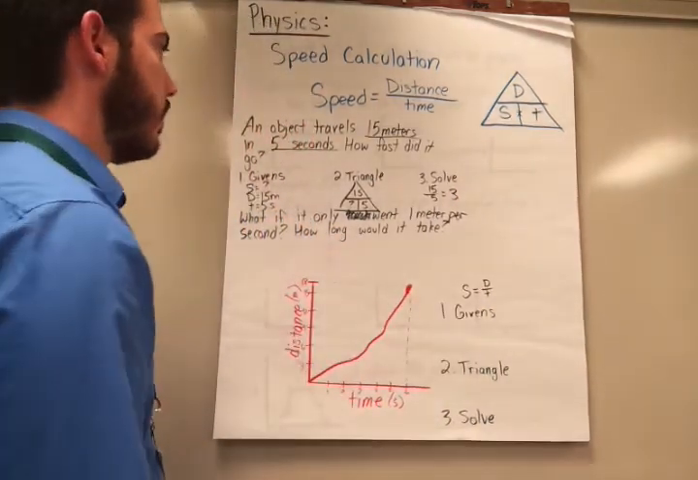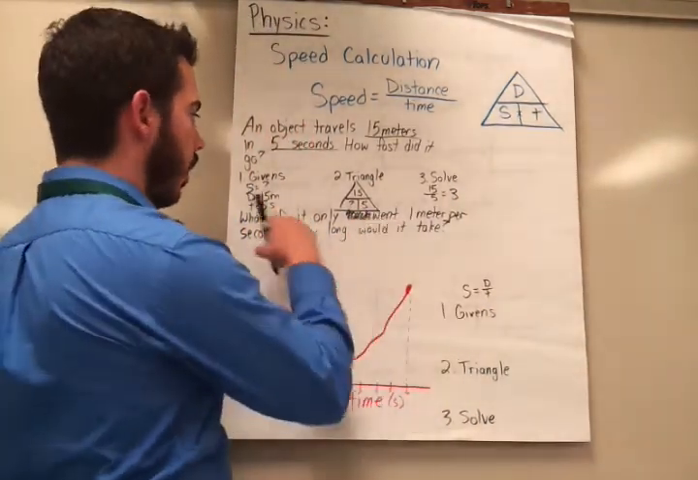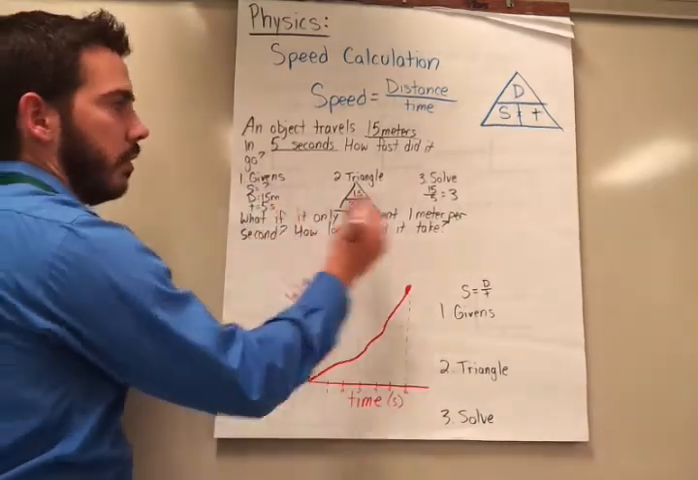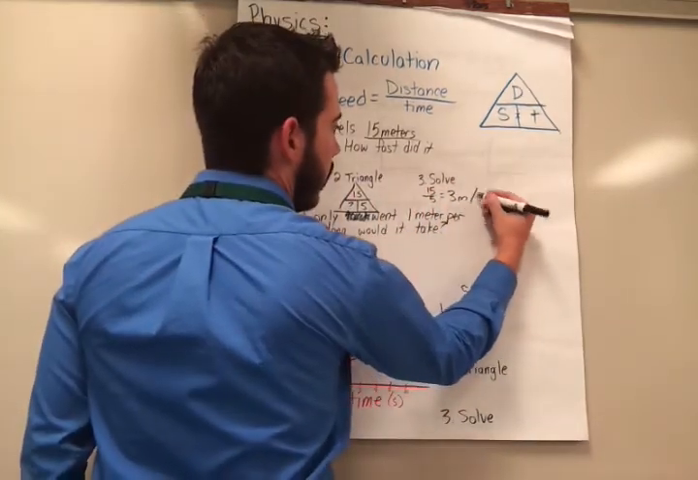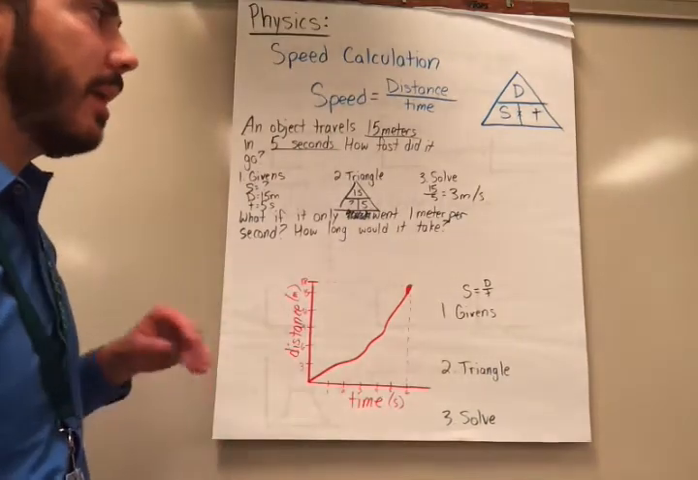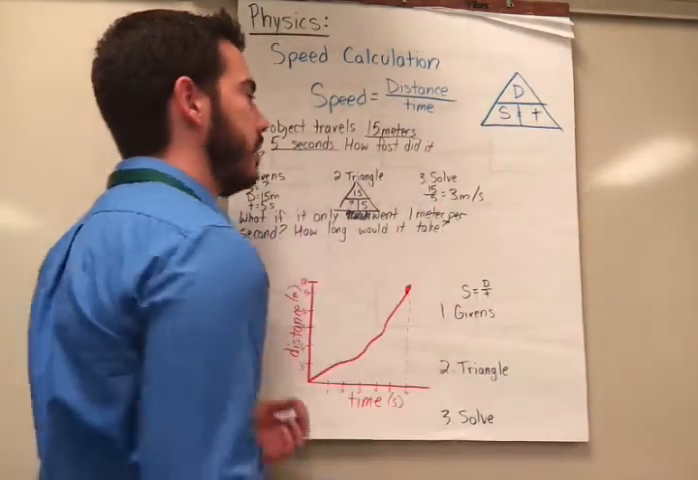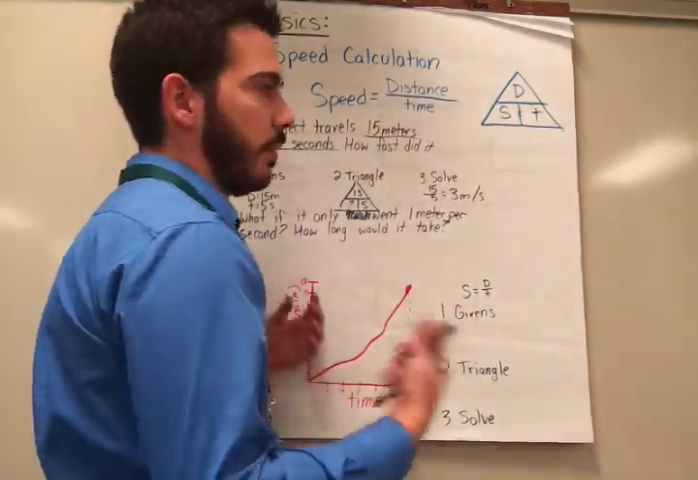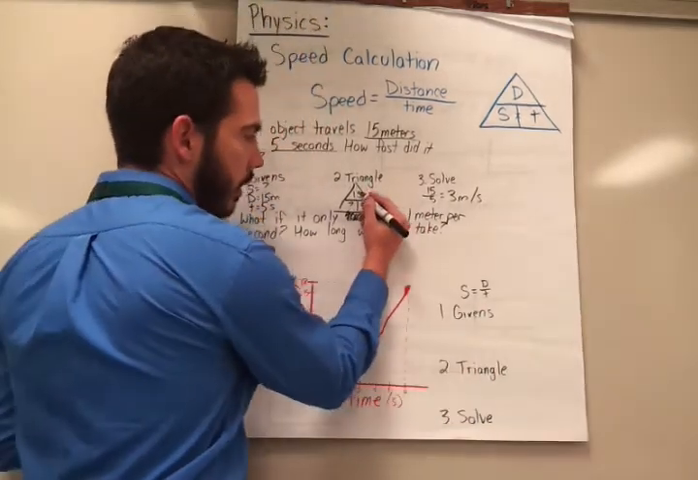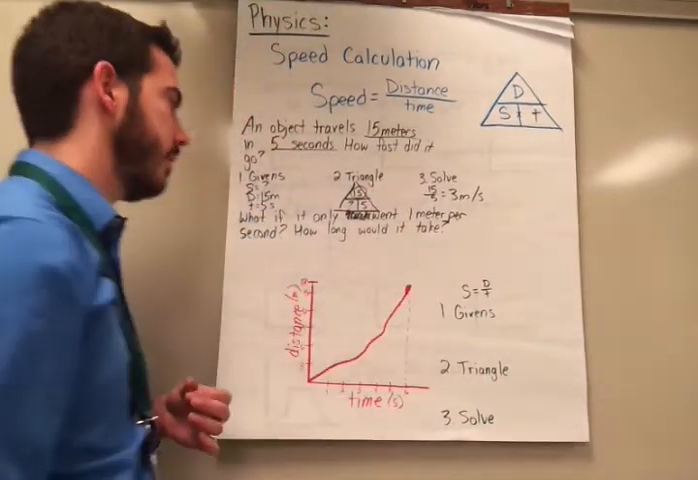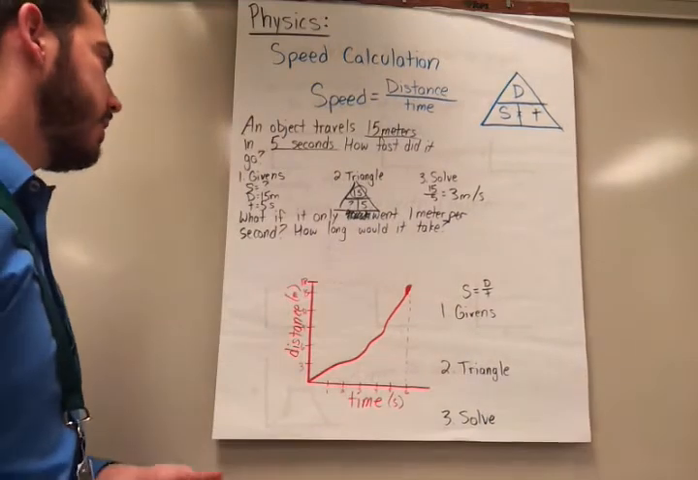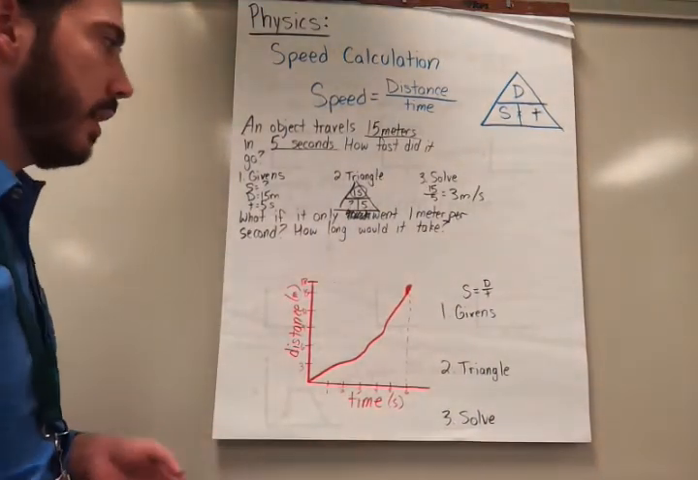And our units, since we're solving for speed, are whatever we started with, meters and seconds. So it would be meters per second. Another way of thinking about that is the object travels 3 meters every second that passes. So if it was 5 seconds, we would end up with 15 meters of distance. Next part says, what if it only went 1 meter per second? How long would it take?